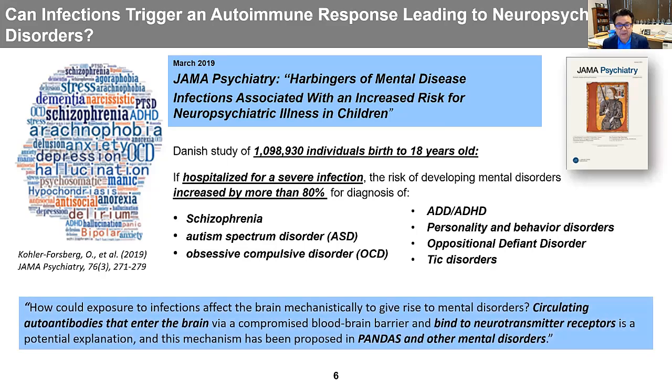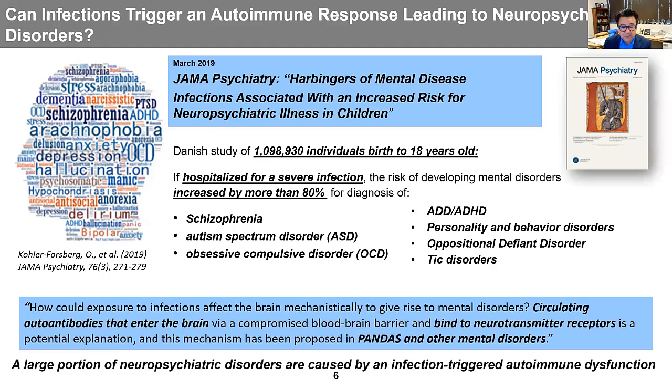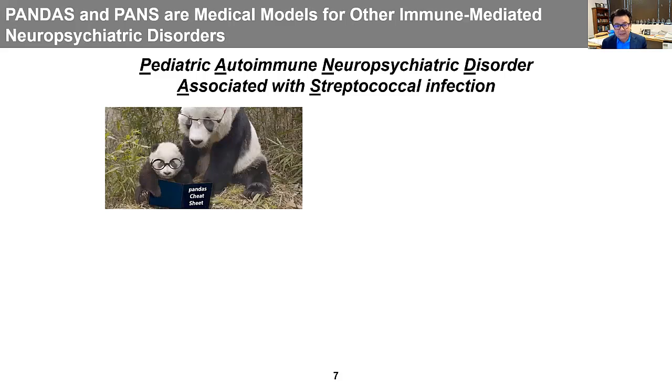So, in an accompanying editorial, they asked the question, how could exposures to infections affect the brain mechanistically to give rise to mental disorders? And they responded that circulating autoantibodies that enter the brain via a compromised blood-brain barrier and bind to neurotransmitter receptors is a potential explanation. This mechanism has been proposed in PANDAS and other mental disorders. So we're going to talk a little bit more about these circulating autoantibodies and these neurotransmitters that these autoantibodies can interfere with. And we know that a large portion of these neuropsychiatric disorders are caused by an infection-triggered autoimmune dysfunction. So you may be familiar with PANDAS and PANS, and what we believe is that these are medical models for other immune-mediated neuropsychiatric disorders.